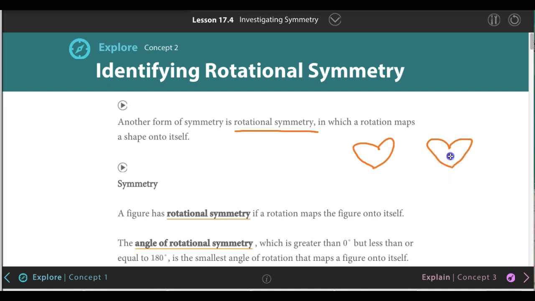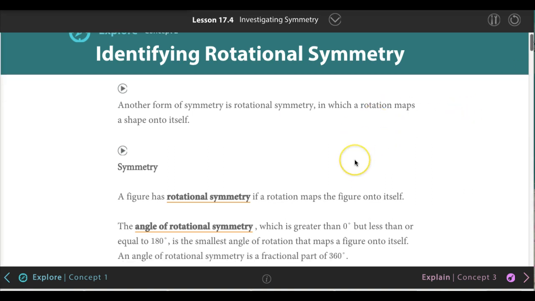What that means is I have a point right here and then I turn this around, right? I turn it around and then it maps onto itself. As you can see, obviously with the heart, even if you were to turn the heart around, there's no way it's gonna map onto itself. So there's no rotational symmetry in this shape, heart, okay? We only have a line of symmetry on the heart.